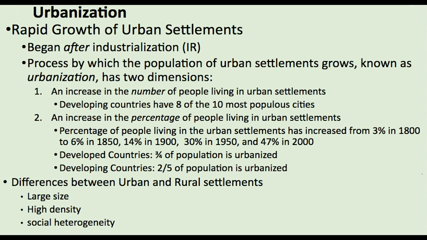As far as differences, the last thing that they talk about in this key issue is differences between urban and rural settlements. Pretty straightforward, I would assume. The size, again, the density of people living, how close together they are. And the last one is social heterogeneity.